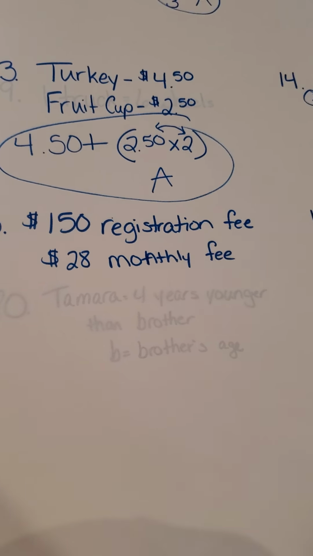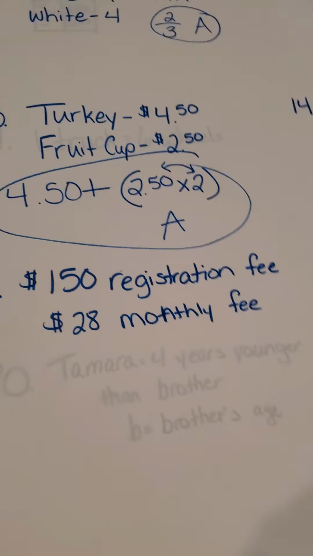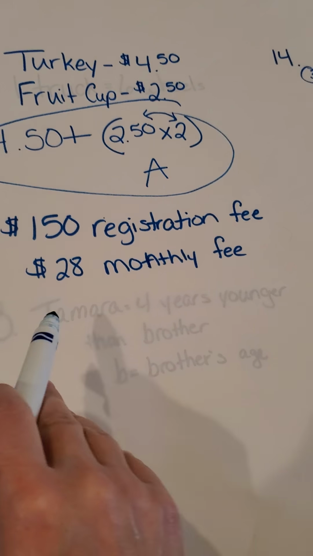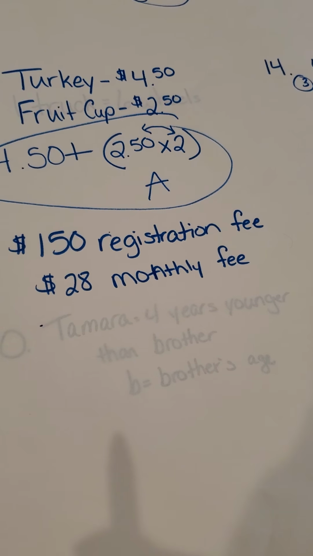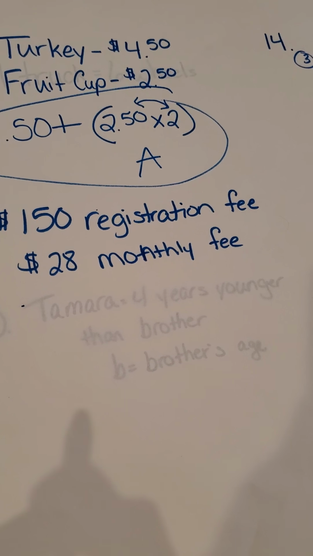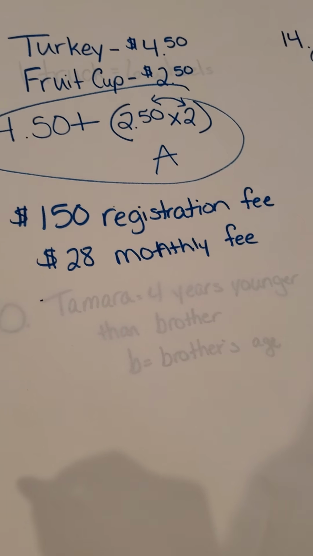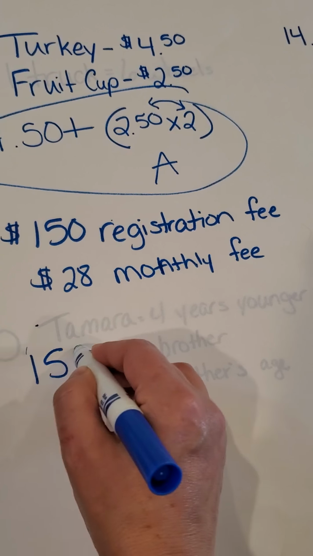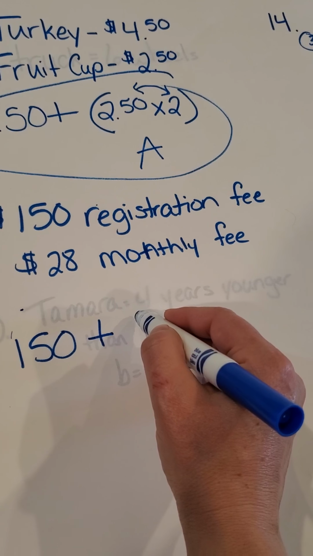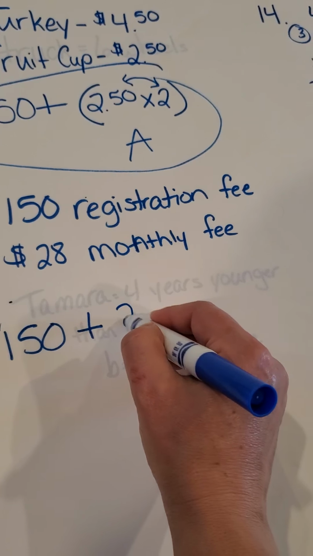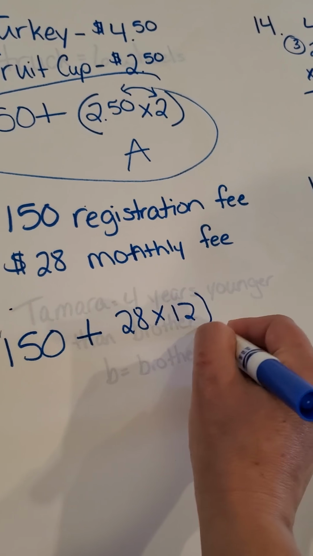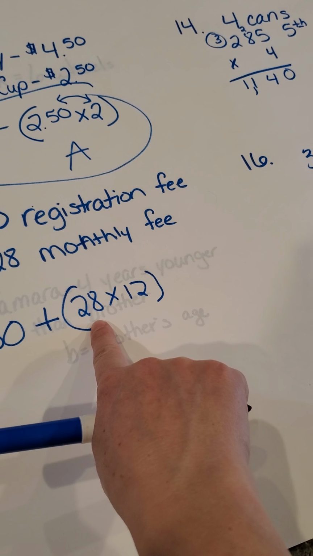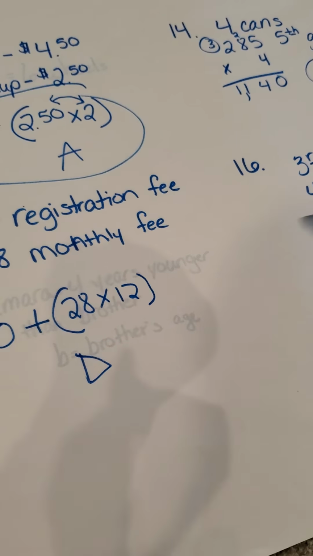Moving on to 15. Mr. I wants to join a gym. There is a $150 registration fee and a $28 monthly fee. He wants to figure out how much it's going to cost him per year. So we kind of do like we did on number 13. We take the $150 plus 28 times 12. And we're going to put that in parentheses because there's 12 months in a year and it's $28 a month. So your answer would have been D.